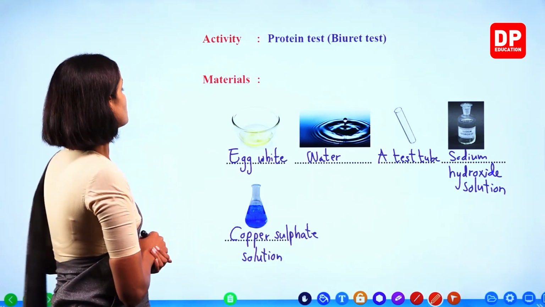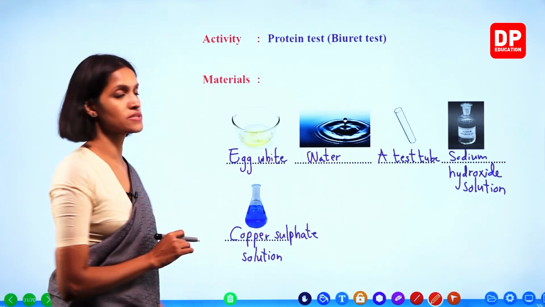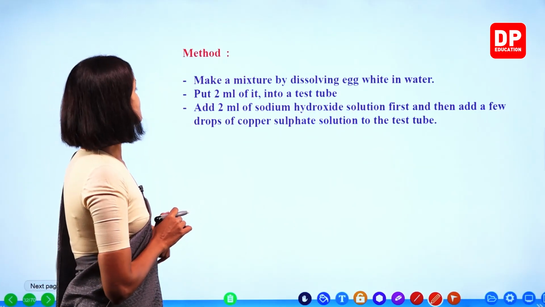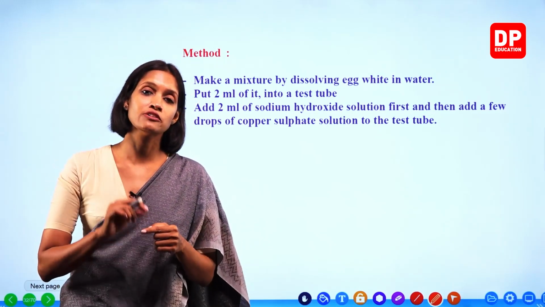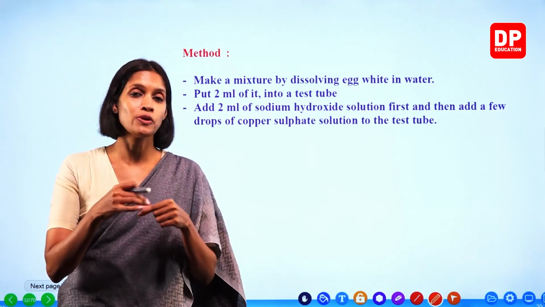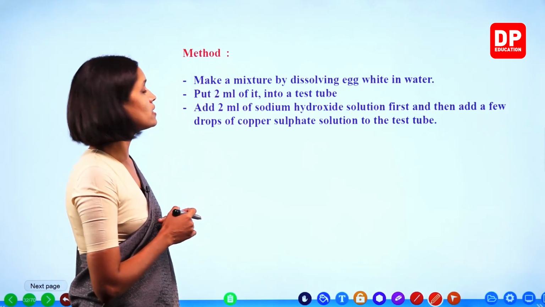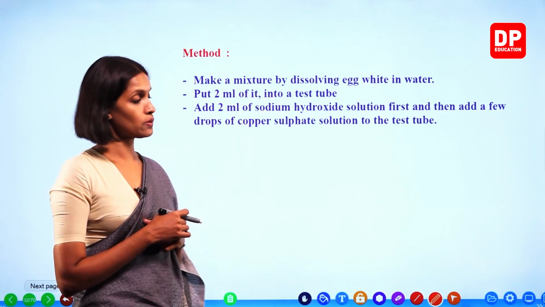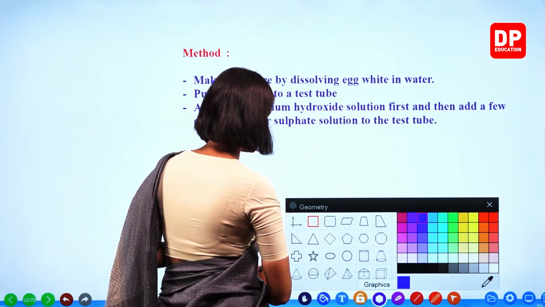Right, children? Egg white, water, the test tube, sodium hydroxide solution and copper sulfate solution, right? So how to do this activity? The method is to make a mixture by dissolving egg white in water. You have to take a little amount of egg white into the test tube and mix it with a bit of water and prepare a solution. Then put 2 milliliters of it into a test tube and add 2 milliliters of sodium hydroxide. Okay, so this is how you do that activity.